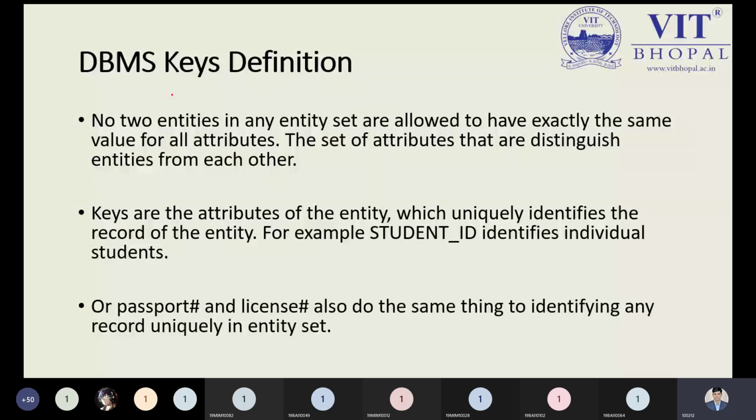So let us first understand the DBMS key definition, and then I will tell you more detail about the referential integrity constraint provided by the foreign key. Two entities in an entity set are allowed to have exactly the same value for an attribute. That is also possible. It is possible that a student name may be common in a student table, no problem. There's no issue, because say five students belong to the name Golu. So the name Golu is held by four students.